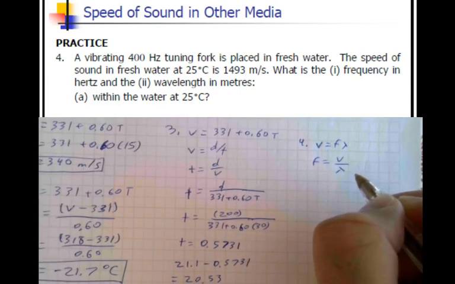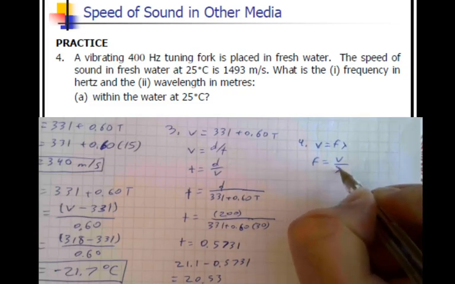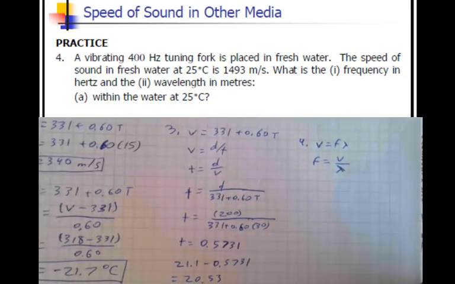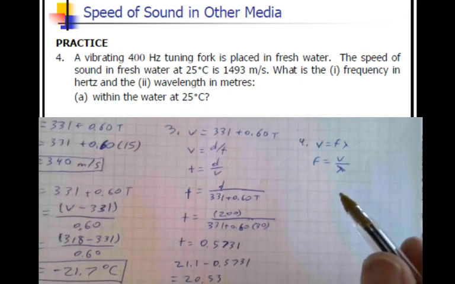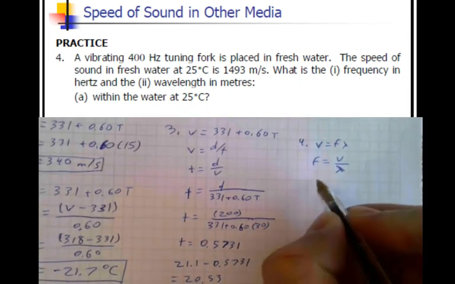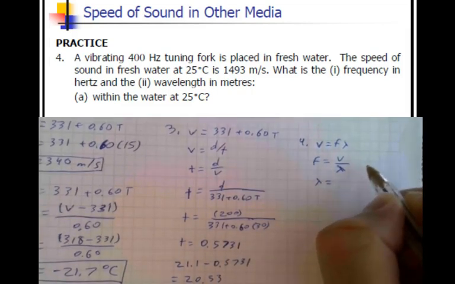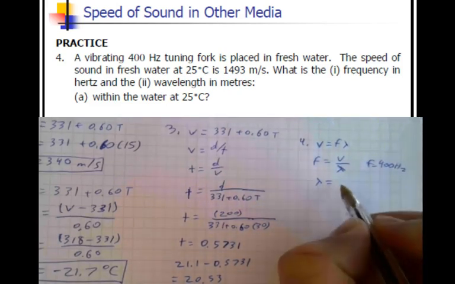Actually, sorry, we're not calculating our frequency. Our frequency in hertz in the water at 25 degrees Celsius is already given to us, since we have this tuning fork. So we just state for part A that we're at 400. The wavelength is what we're more interested in, so I guess we'll rearrange this. We'll write here f equals 400 hertz. I'm not sure why that question asked that.